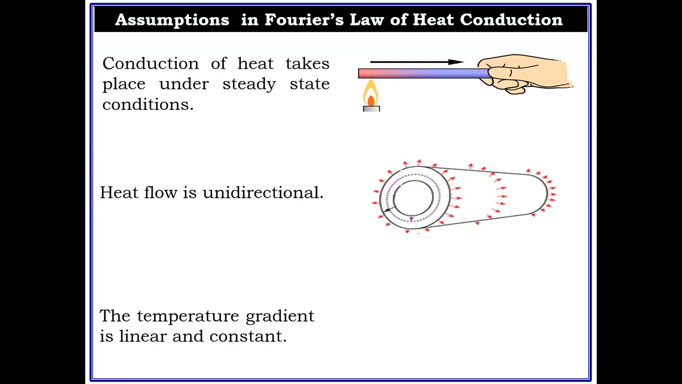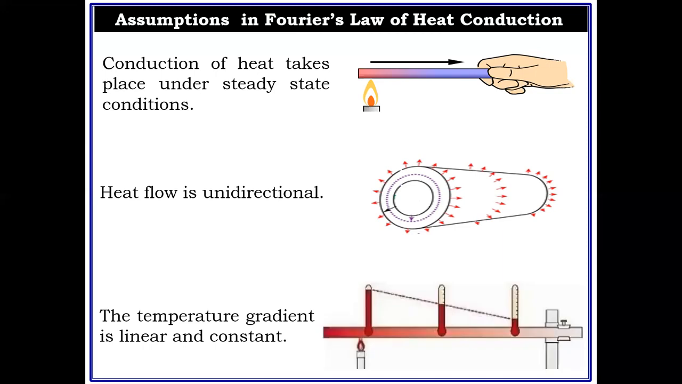The temperature gradient is linear and constant. What does it mean? Temperature gradient means the drop of temperature is linear. So if I divide the length of the heat flow path into equal lengths, then each segment shows the same temperature drop, that is linear. So it is assumed that the temperature gradient is linear and constant.